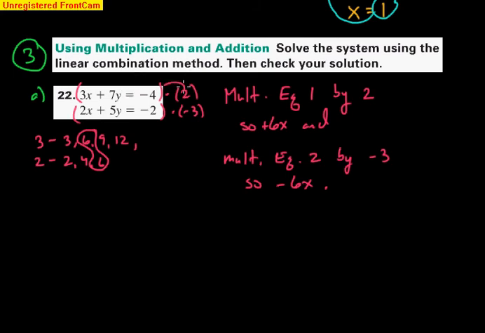Alright, so let's take a look at the top equation first. Equation 1. When you multiply, everything gets distributed. 2 times all of this. So just double all the numbers. 6x, 14y, negative 8.